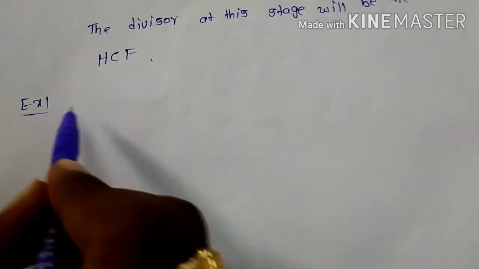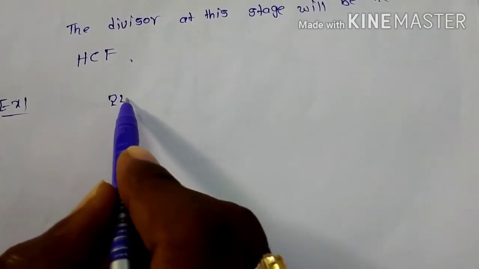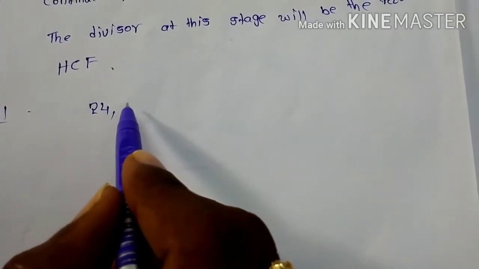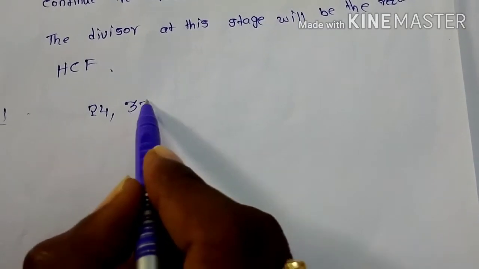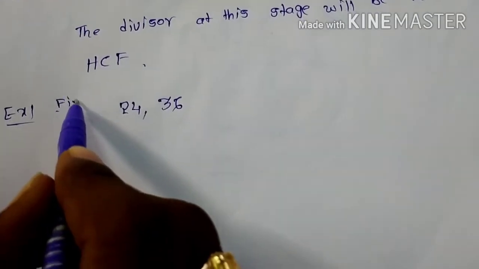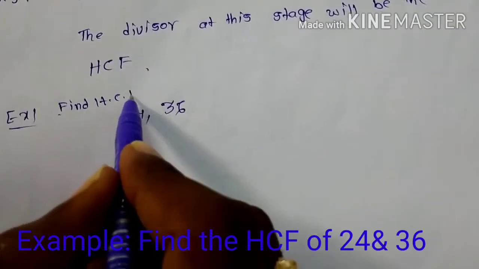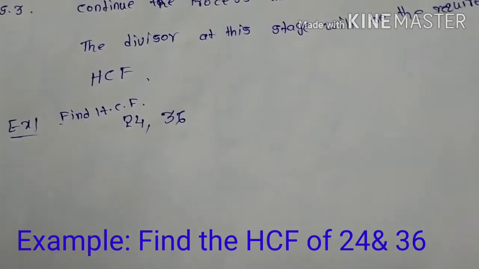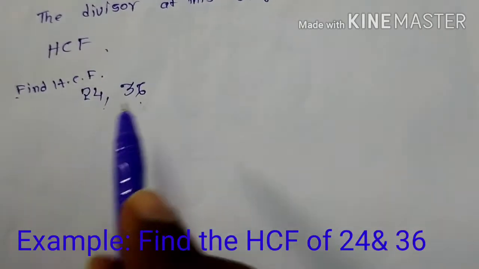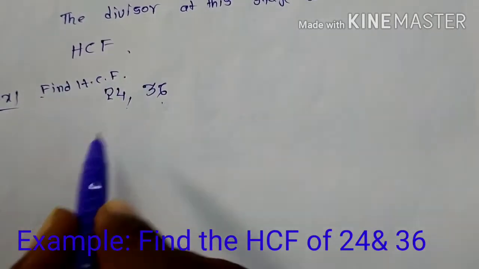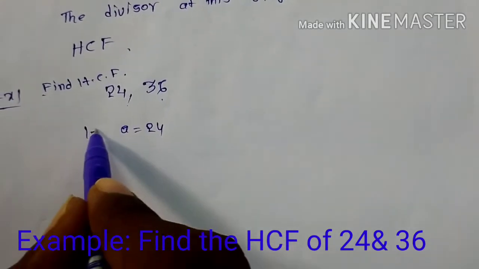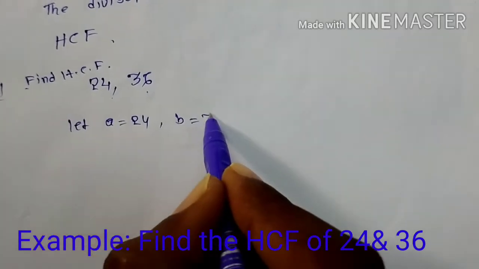I am taking here one example. Find the HCF of 24 and 36. This is just an example to understand easily. See here, find the HCF of 24 and 36. First you take the given positive integers. You can take let a = 24, b = 36.